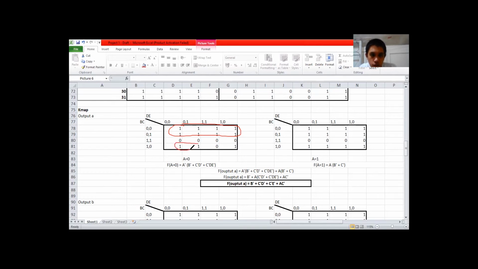Let me use another color. So this one, yellow group, and this one, the 4 of them. And the last group is the 2 of them. This one and this one.